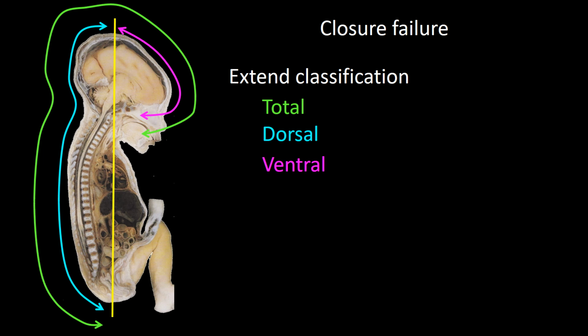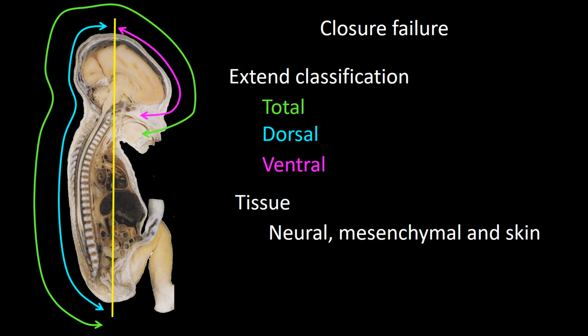Closure failure abnormalities can also be arranged according to the layer or tissue involved. Failure of closure of the neural plaque leads to not only failure of nervous system closure, but also to closure failure of the neighboring mesenchyma and skin. Failure of mesenchymal and skin closure, once the neural tube is closed, leads to secondary involvement of the nervous system, which may go from destruction in the case of anencephaly to displacement in the case of myelomeningocele.